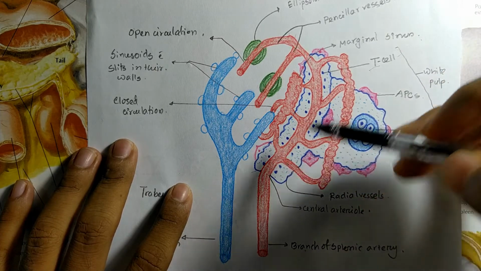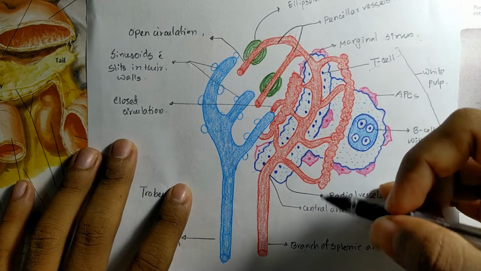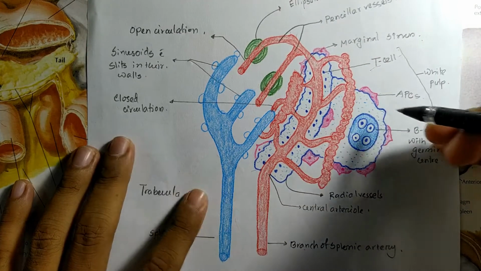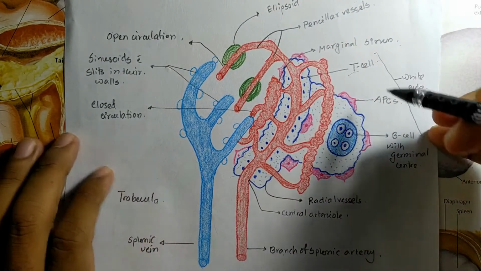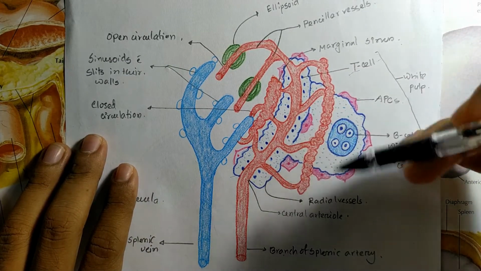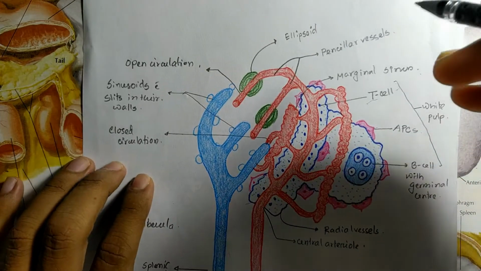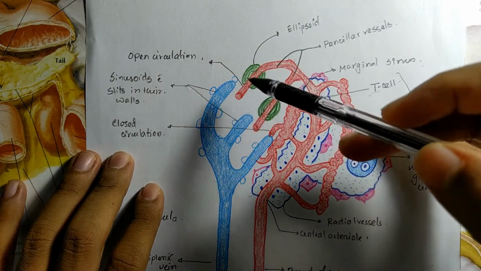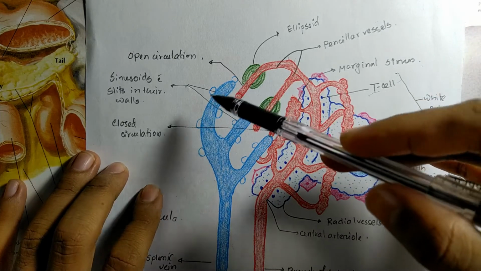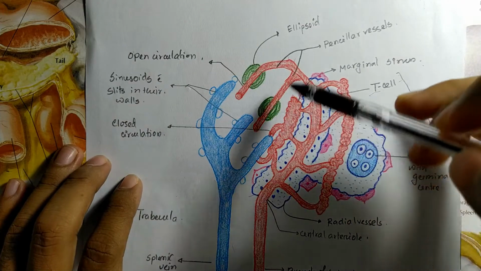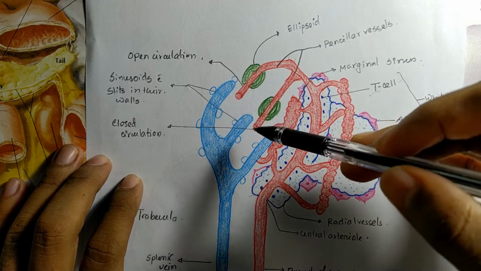The periarterial lymphatic sheath, the germinal centers, and the antigen presenting cells, these three together are called the white pulp, okay. So this white pulp will produce immunogenesis, and there are also the red pulps, that means the venous sinuses, penicillin artery, ellipsoids, and the venous sinusoids. So these together are called the red pulp.